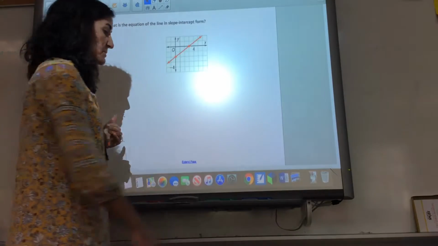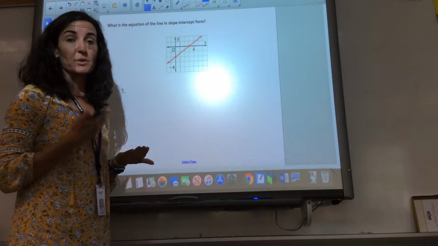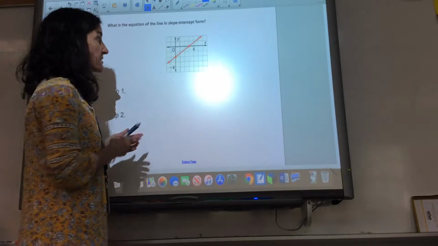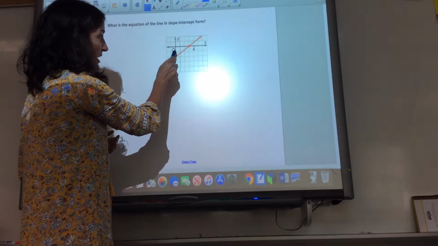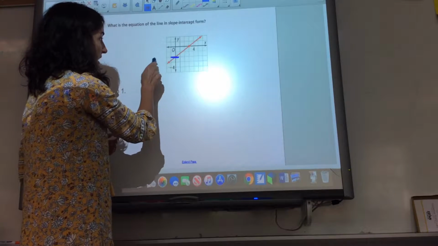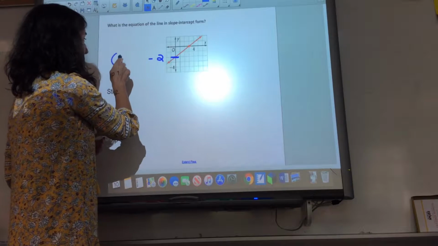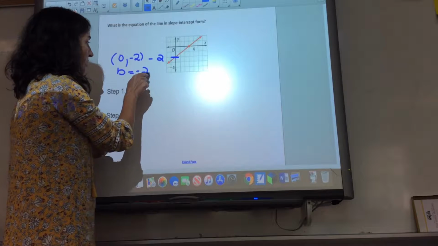So we did a couple of examples of this yesterday, but we could find our y-intercept, or where the line crosses the y-axis. So in this case, the red line crosses the y-axis at, be sure we're counting by ones, 1, 2, 3, 4. All right, so it crosses right here at -2, or that point is 0, -2. So our b is -2.